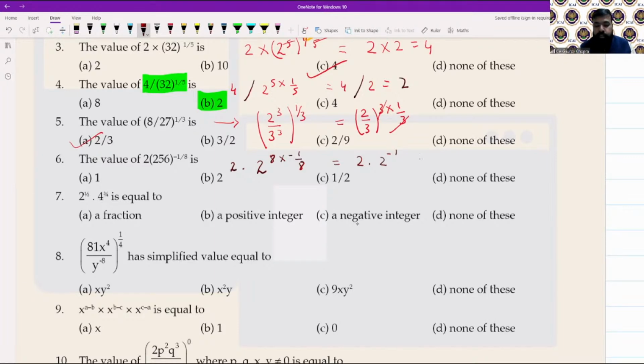So what will be the result? 2 to the power 1 minus 1. It will become 2 to the power of 0, which is basically 1. So option number A. So you can select option number A. All right.